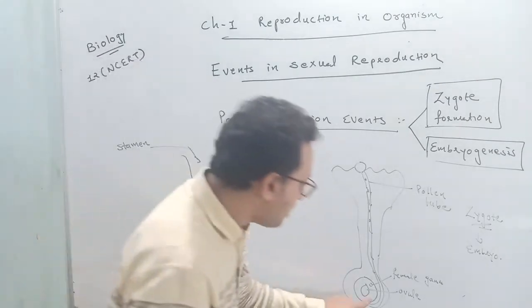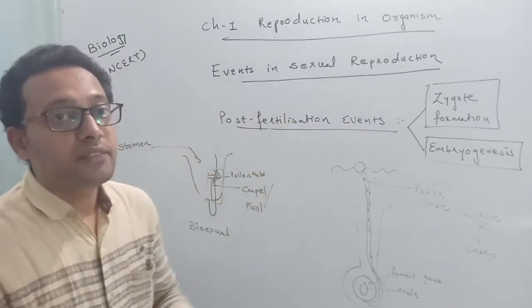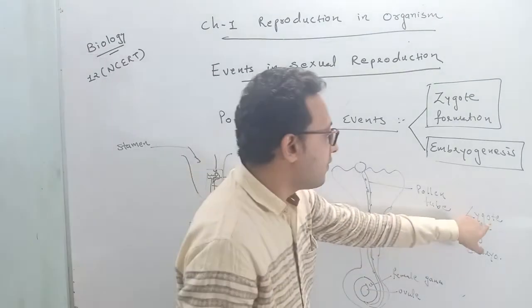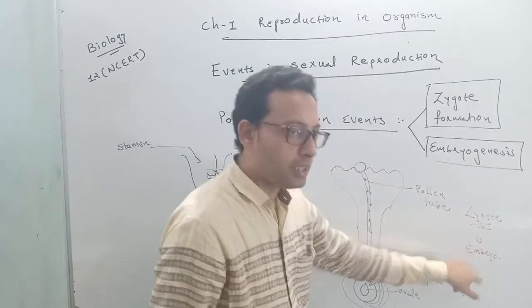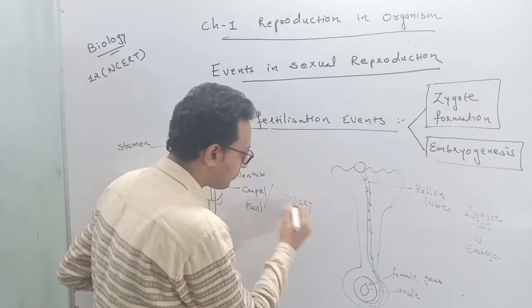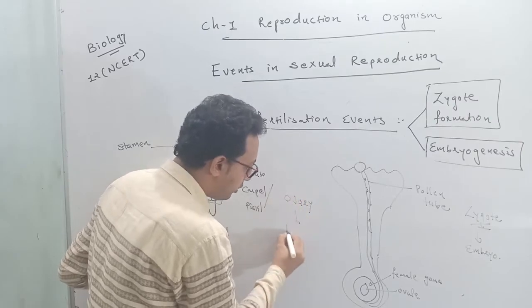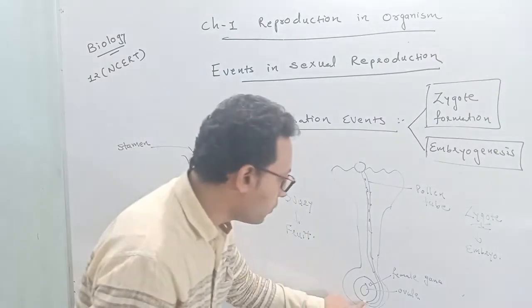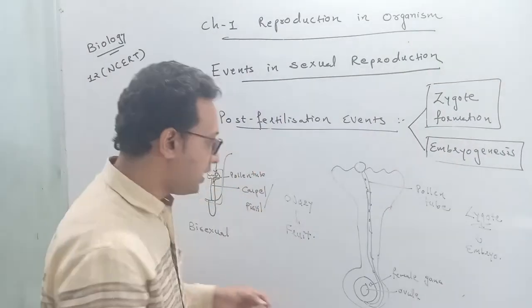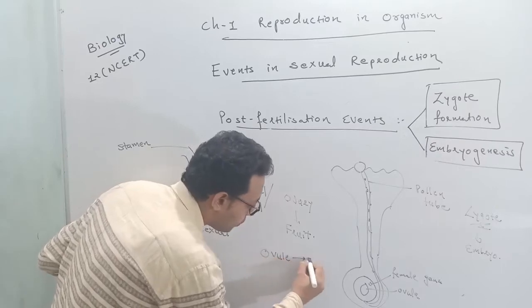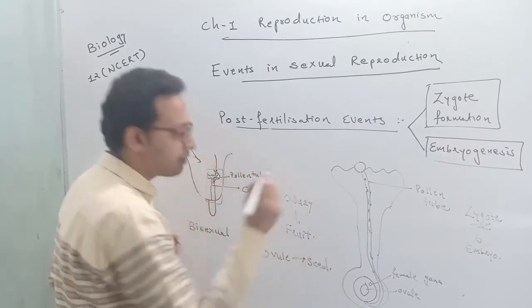Now what happens? The other structures also get developed simultaneously. The zygote develops into the embryo, the ovary develops into fruit. Clear? The ovary develops into a fruit. And the last one, the ovule. The ovule develops into a seed.